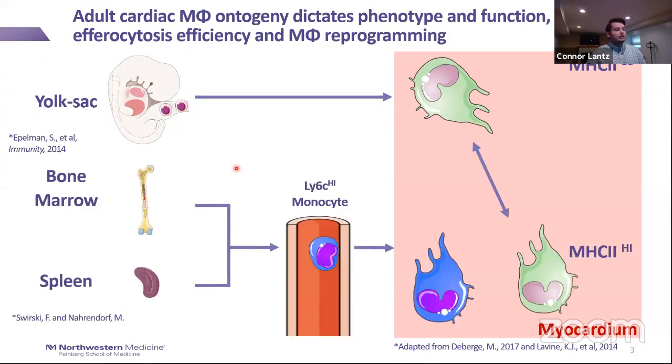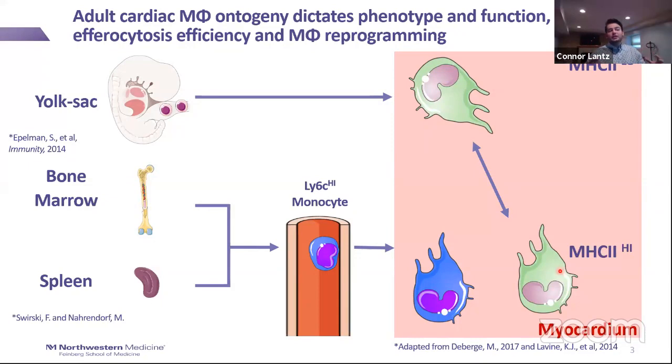After birth, however, hematopoiesis shifts into the bone marrow and spleen, and this leads to the production of circulating monocytes. And so as we age, these monocytes begin to infiltrate the myocardium and give rise to a distinct population that has been identified as being MHC2 high. Furthermore, as we age, our tissue-resident macrophages are exposed to inflammatory stimuli that also drive a portion of them to have this MHC2 high phenotype.